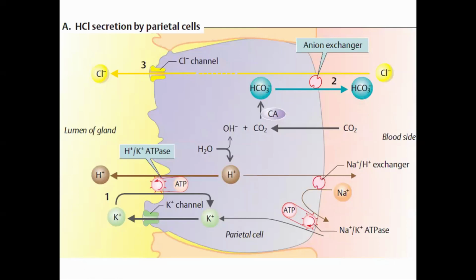One of the drugs we target here is the proton pump inhibitor omeprazole. Omeprazole inhibits the hydrogen potassium ATPase pump. So when this pump is not working, hydrogen ion will not come to the lumen. If hydrogen ion is not coming to the lumen, chloride ion is also not coming to the lumen, and hydrochloric acid, HCl, is not formed.